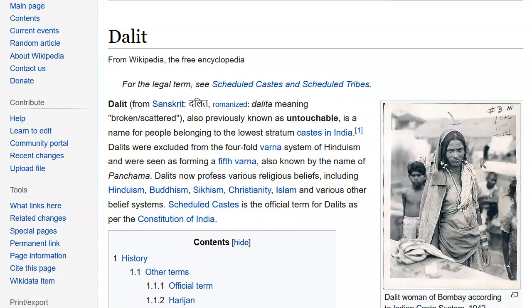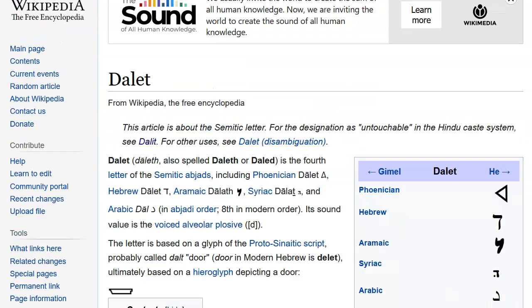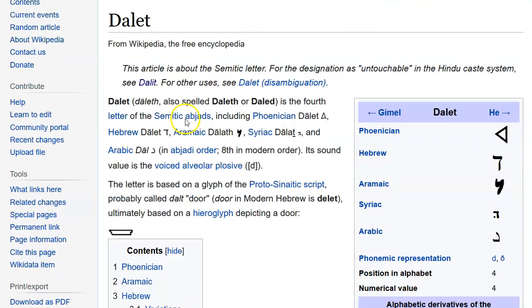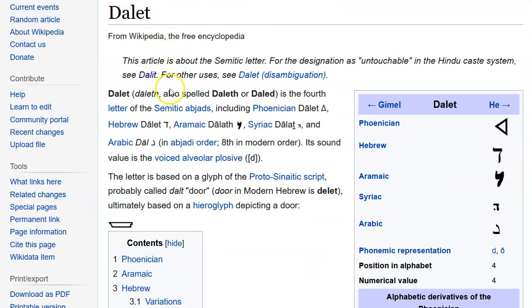One of the first things that jumped out at me when I looked at the Wikipedia entry for the Untouchables in India is that I saw the word Dalit being used. I know Dalit or Dalith is a Hebrew letter, and it means the door, I believe. And so I decided to look that up as well because I'm pretty sure it was a door, and it does say under Dalith that it is the fourth letter of the Semitic abjads, whatever.